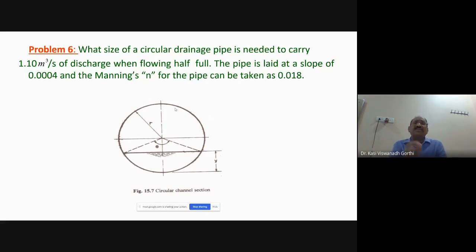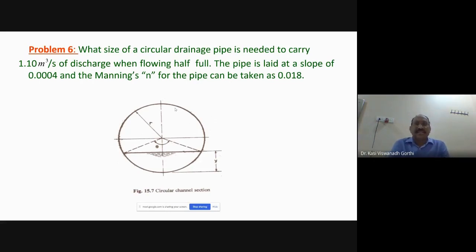So what size of the circular drainage pipe is needed to carry 1.1 cubic meter per second of discharge when flowing half full? The pipe is laid at a slope of 0.0004 and the Manning's coefficient N is 0.018. The moment Manning's coefficient is given, we may need to make use of the Manning's equation, V is equal to 1 by N R power 2/3 S power half.